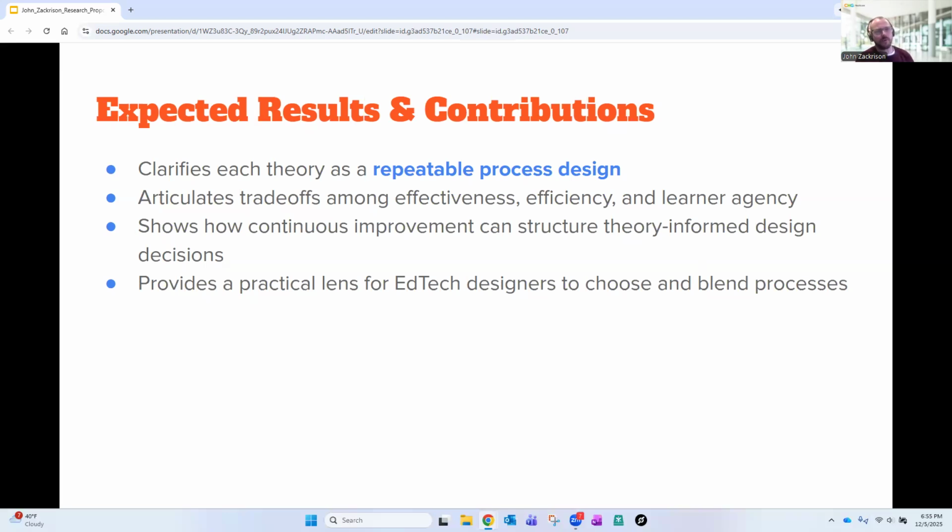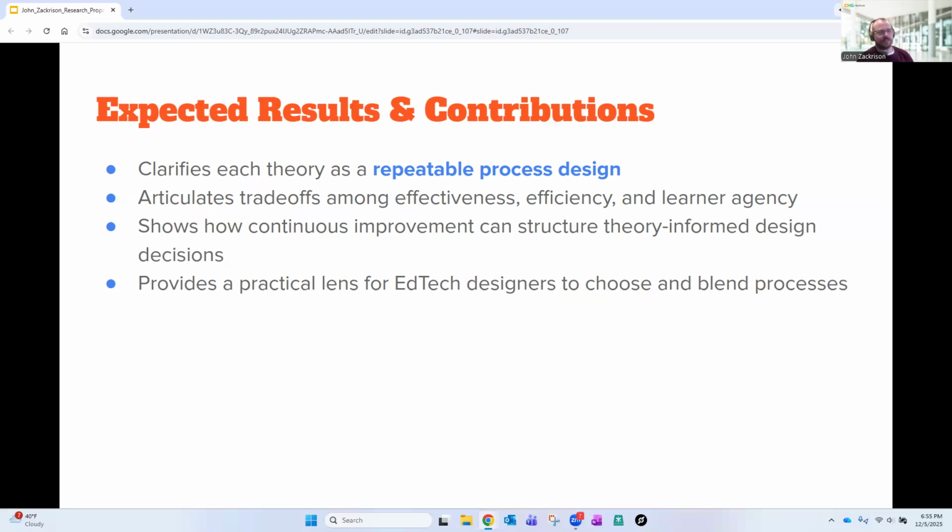And this supports more concrete conversations in design teams. So, like, what does a behaviorist or a constructivist process actually look like in a course or a module? It's an important question to answer. Second, it surfaces the trade-offs. There's always going to be trade-offs across these designs, especially between effectiveness, efficiency, and learner agency.